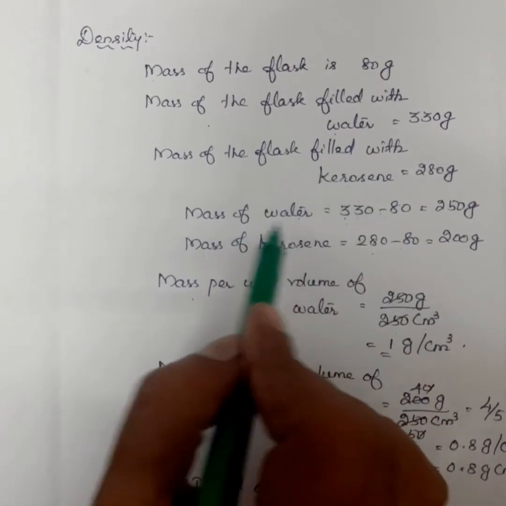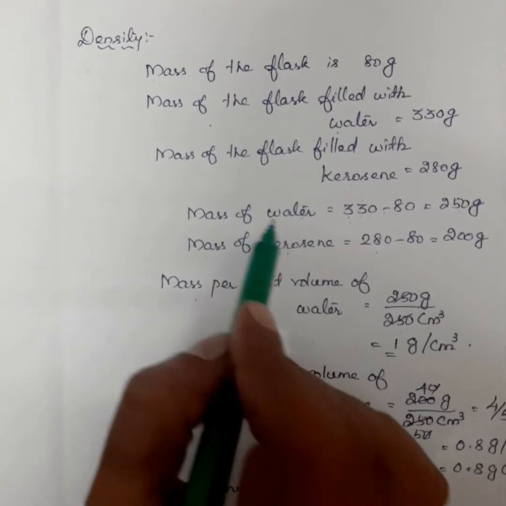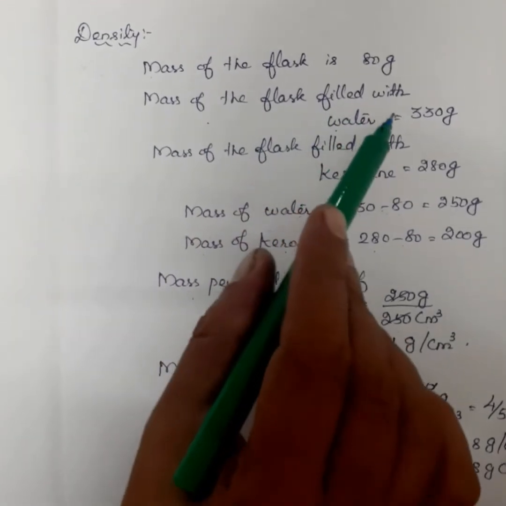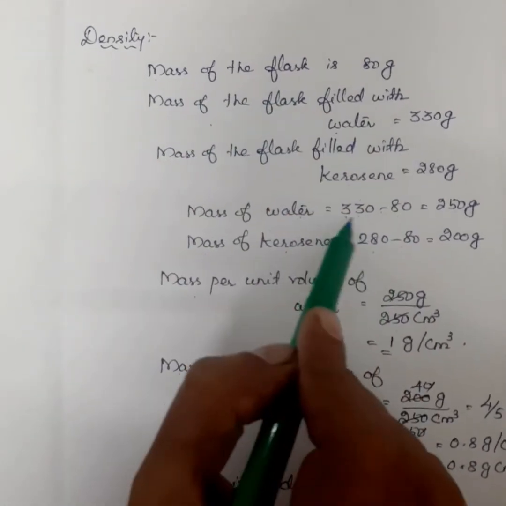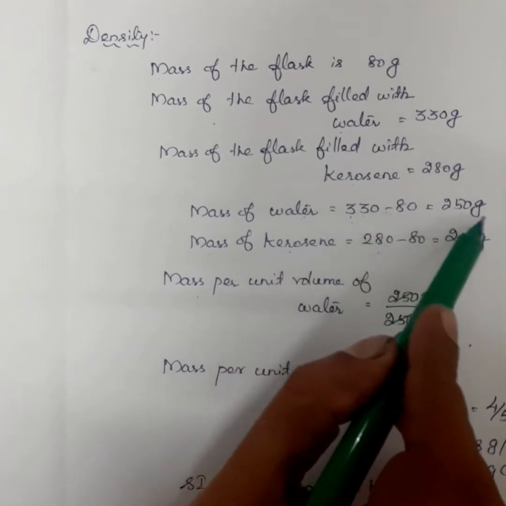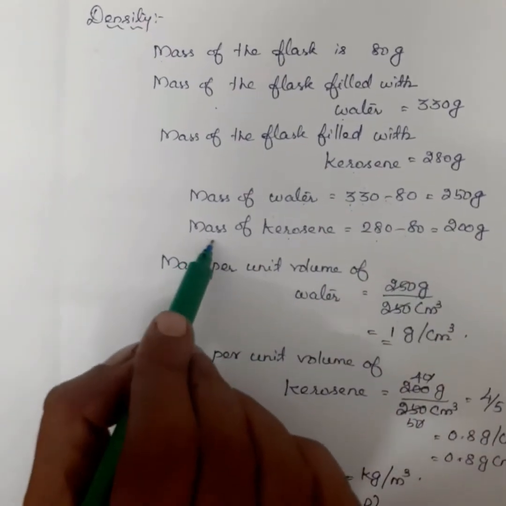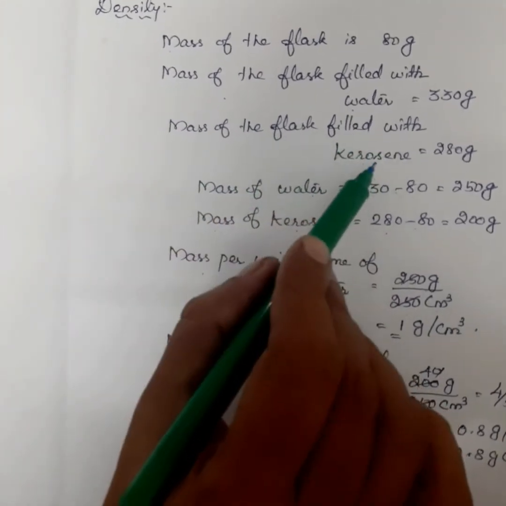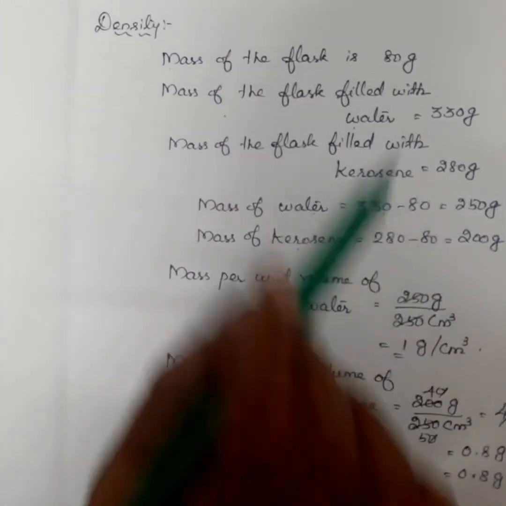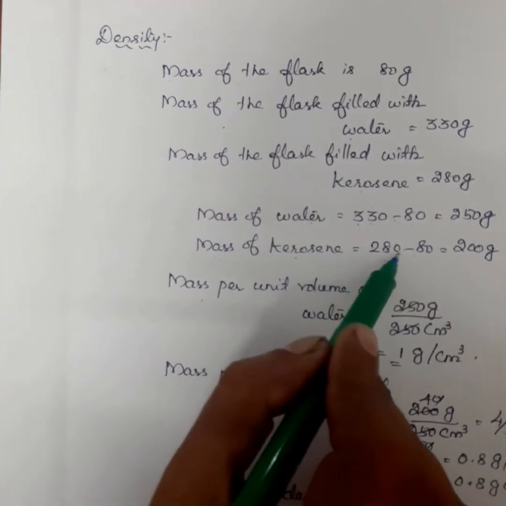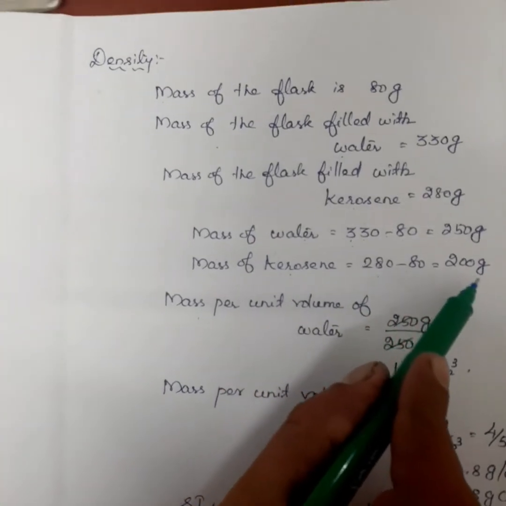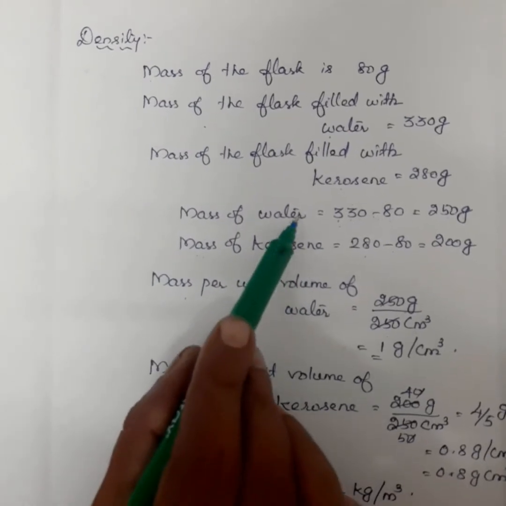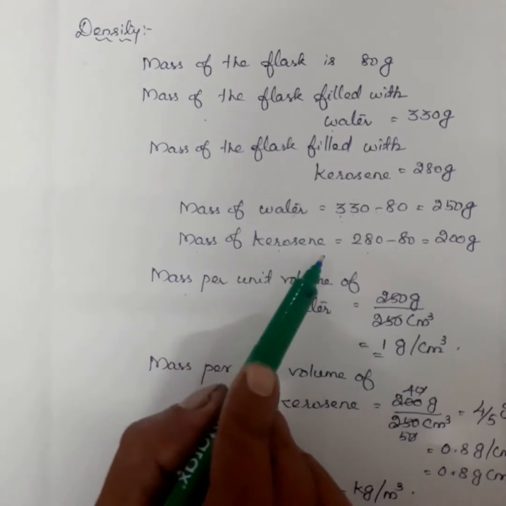Now you calculate the mass of water. Mass of water is equal to mass of flask filled with water minus mass of flask. So 330 minus 80 equals 250 gram. Now you calculate the mass of kerosene, equal to mass of the flask filled with kerosene minus mass of the flask. So that is 280 minus 80 equals 200 grams. Now you understand the flask filled with water is heavier than the flask filled with kerosene.